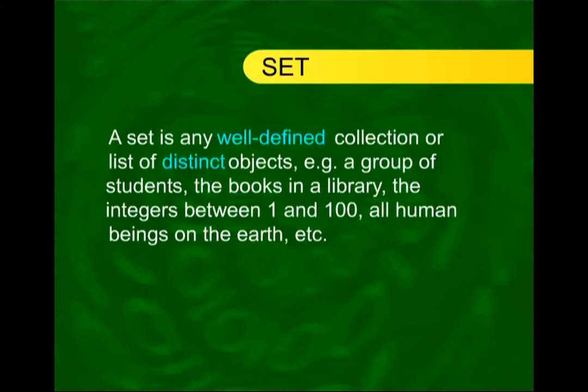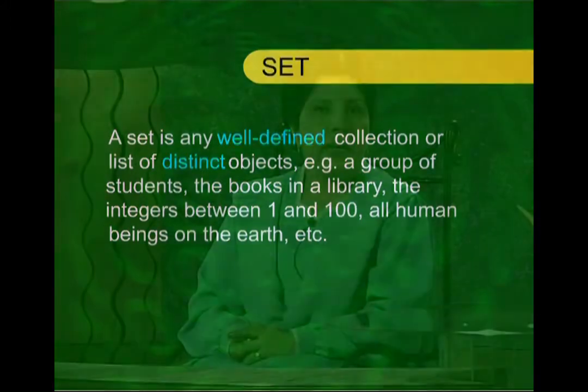Let us start from the definition of a set. As you all know, a set is a well-defined collection or list of distinct objects, for example, a group of students, the books in a library, the integers between 1 and 100, all human beings on earth, etc., etc. In its definition, I used two words, well-defined collection of objects and distinct objects.